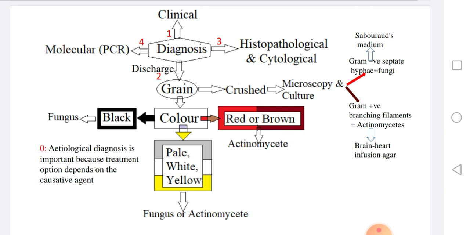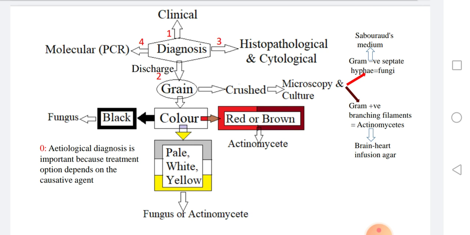And then the remainder of this part, you culture it in brain heart infusion agar, which is a bacterial growth medium. The other half, you can stain it with gram stain, and it is gram negative septate hyphae if it is a fungus. And then you culture that part in Sabouraud medium, which is a fungal growth medium.